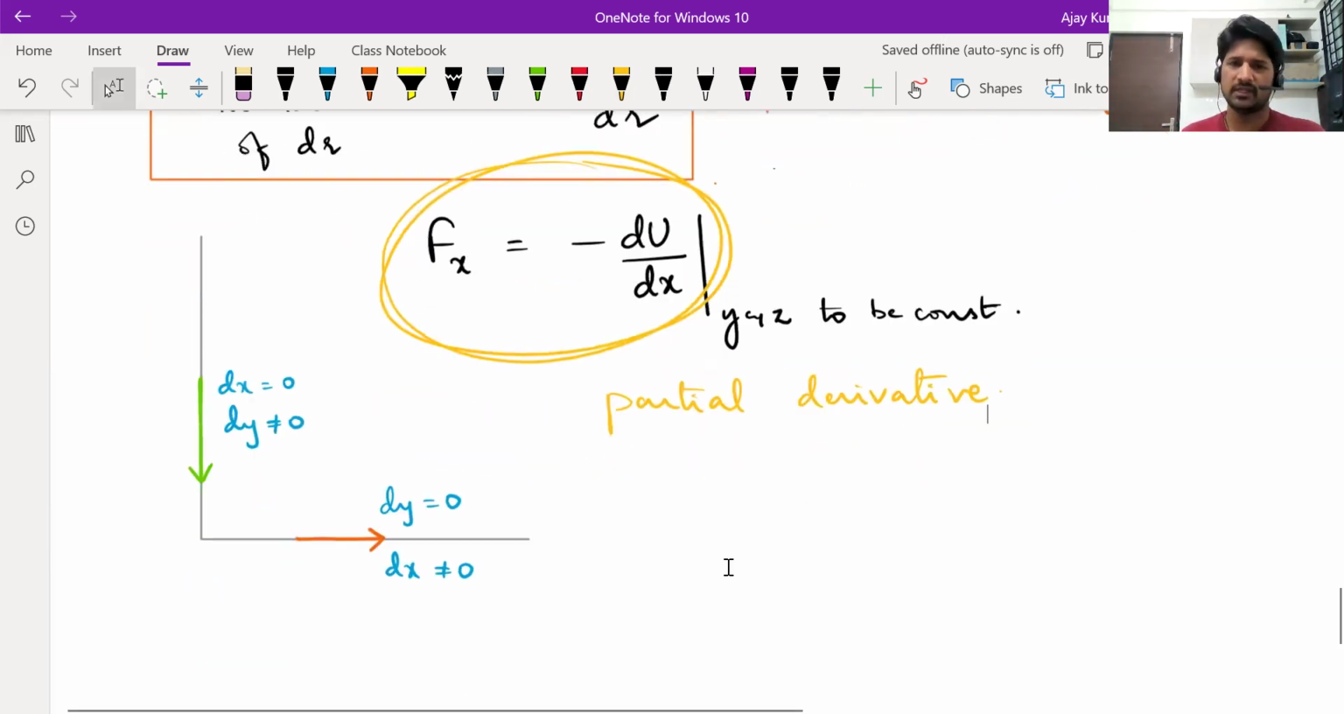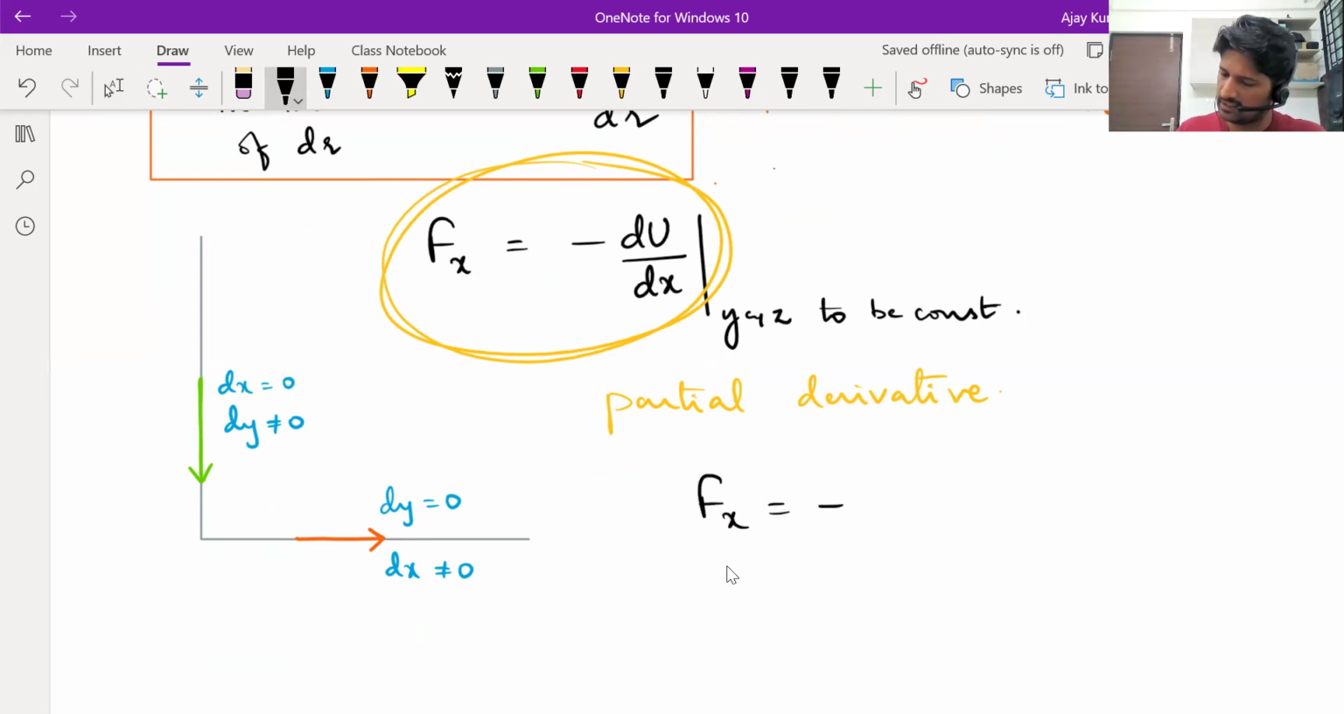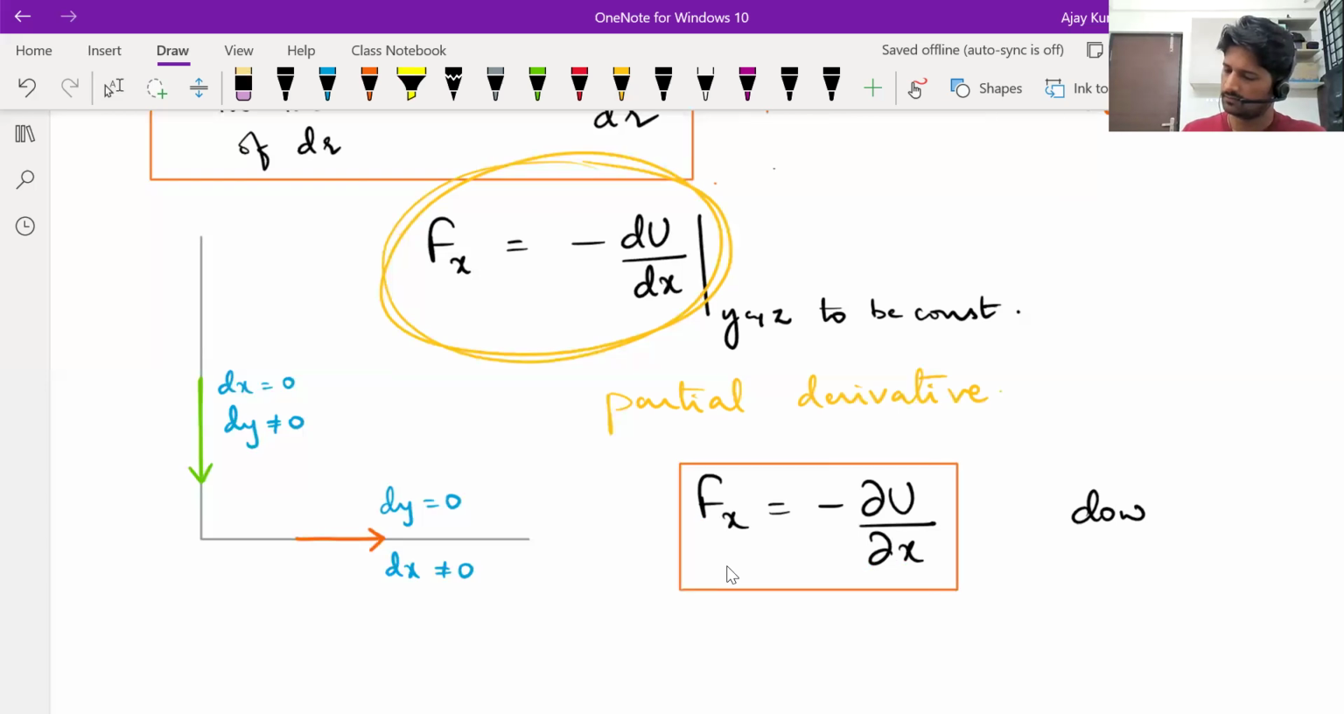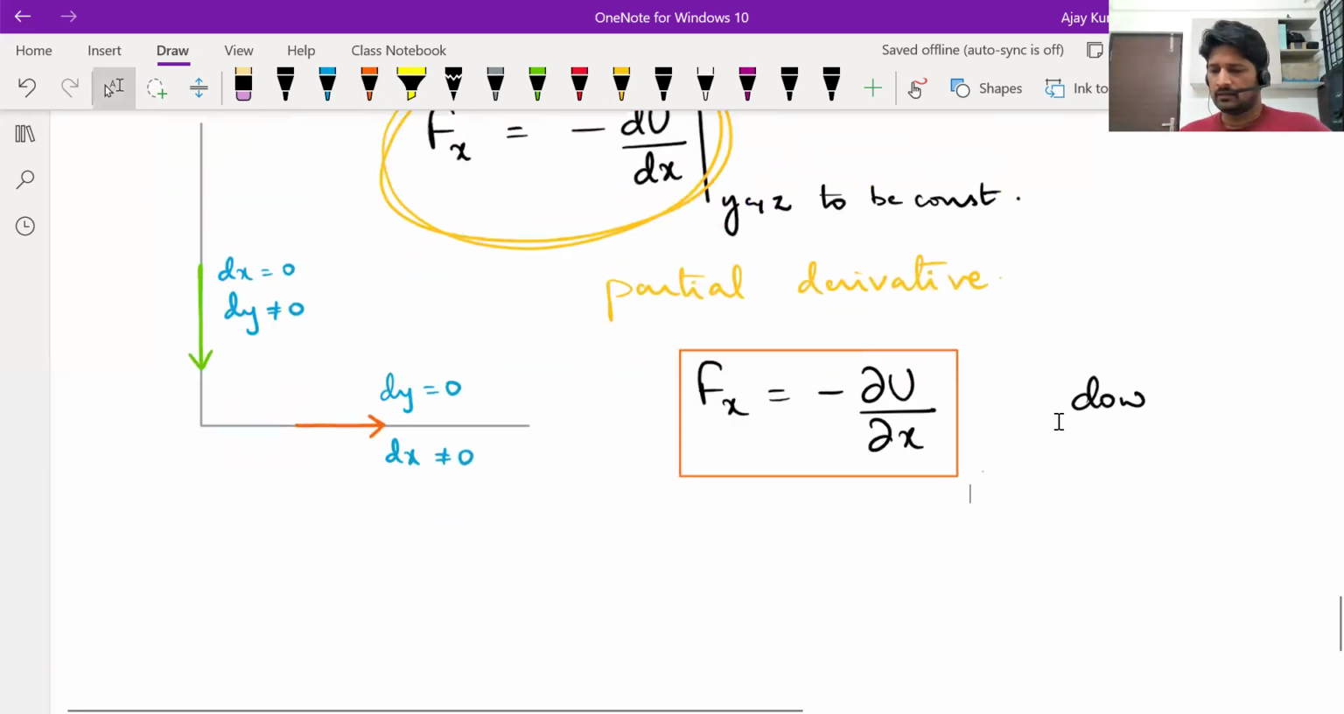And there is a separate symbol for it, very similar to d. It's called dou. We write force in the x direction is minus dou u by dou x. Dou stands for partial derivative. D stands for normal derivative, the usual differentiation that we do. Let me explain the difference with an example. So basically what we are now doing is calculating force from potential energy.